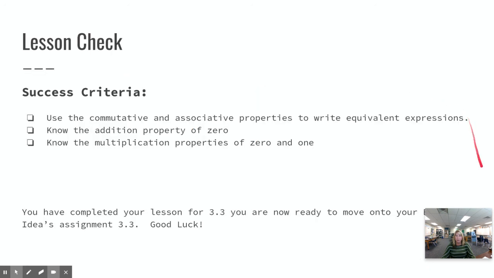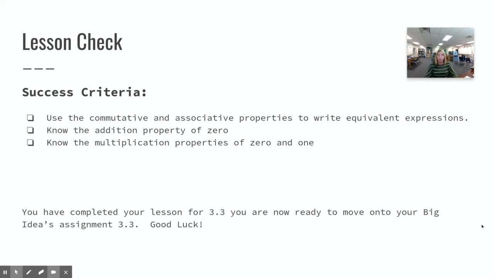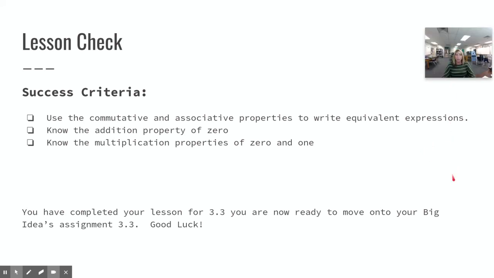Now, let's check and make sure that you have learned the success criteria. Do you know how to use the commutative and associative property to write an equivalent expression? Do you know the addition property of 0, the multiplication property of 0 and 1? Make sure you have these things in your notes. You will need them as you complete your lesson for 3.3 in your Big Ideas assignment.